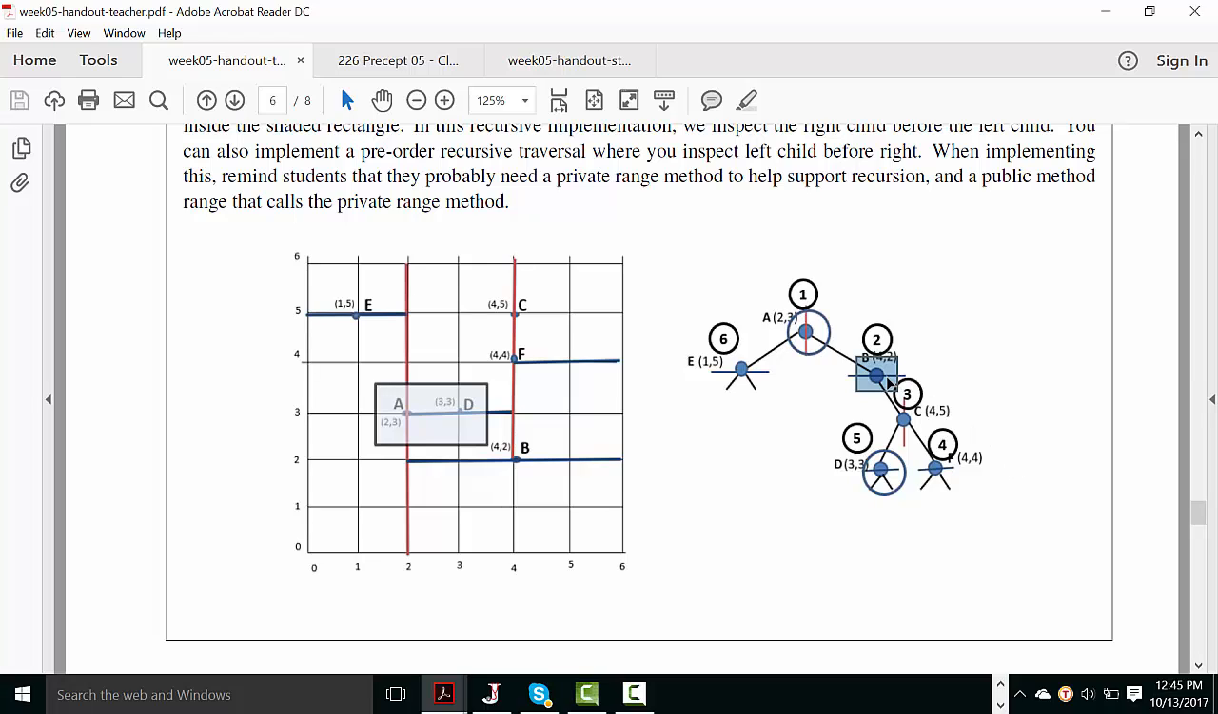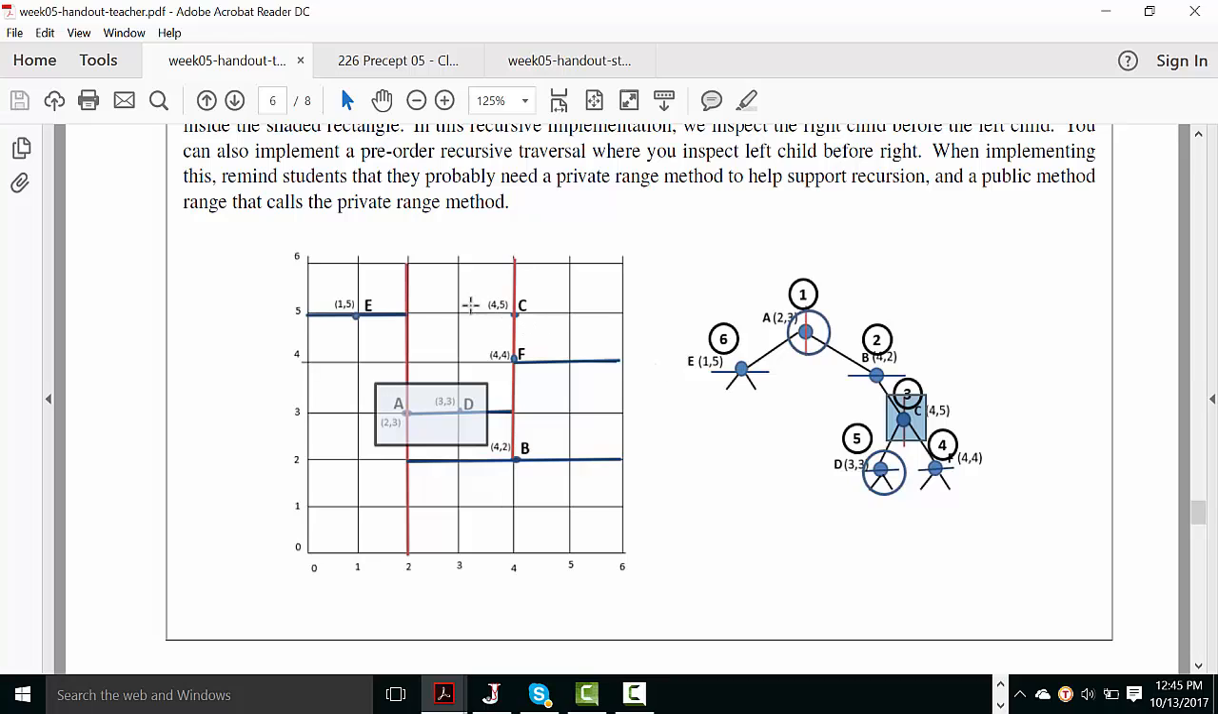So when I go to B, I look at the bounding box of B, which is this one here. And that box intersects with the shaded rectangle. So it's possible that B or some other points in B, the subtree, can be inside this rectangle. So I check that and I find out B is not there. So I keep going to the right. So the next I look at C.